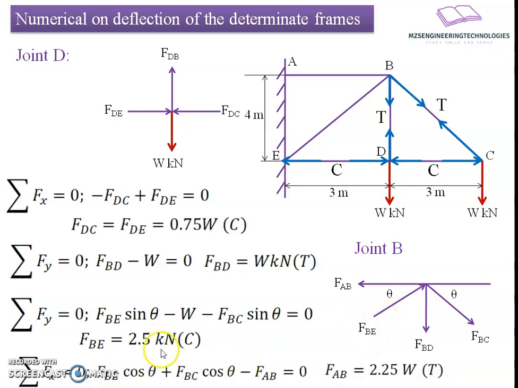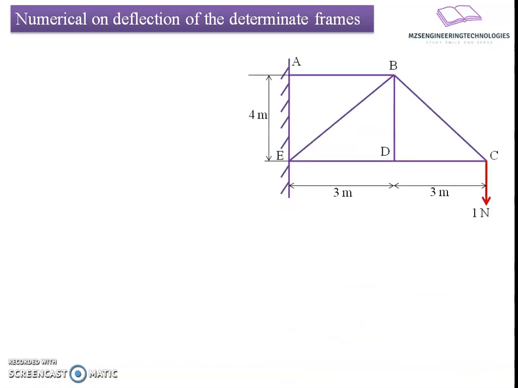Whereas if I go with the horizontal equation, it results in the relation FBE cos theta plus FBC cos theta, both going towards the right-hand side, minus FAB. If you substitute the individual values of forces in members BE and BC, we get the resultant force in member AB equals 2.25 W, which is tensile in nature. So I will mark this vector on the figure so as to have a ready reference while calculating the deflection. After completing the force analysis, I will go towards the unit load analysis.